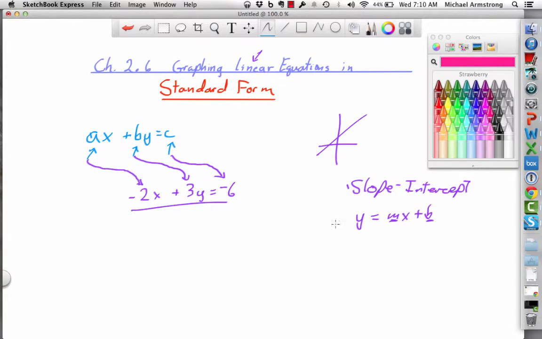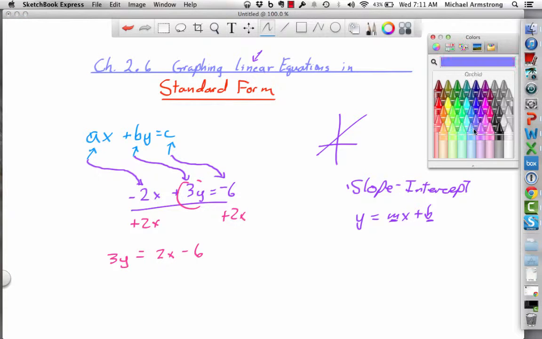And I want to get the y all by itself on the left side of the equal sign. So I'm going to leave this one alone for now, and I'm going to add 2x to both sides. That leaves me with 3y equals, now I could go negative 6 plus 2x, but if I notice over here, I want to keep my x closest here. So we're going to put the 2x first and the negative 6 second. Now hopefully that's not too much of a jump for you.